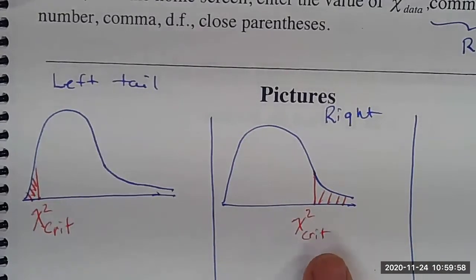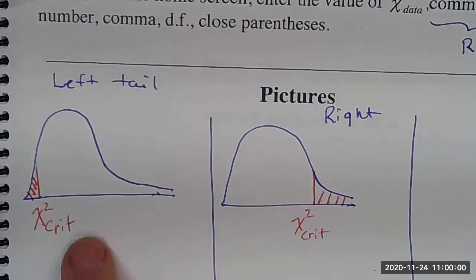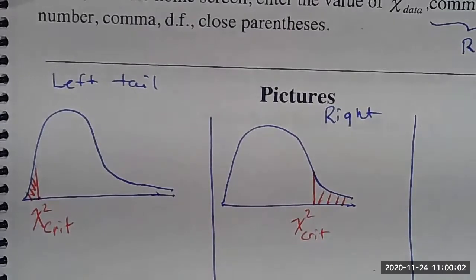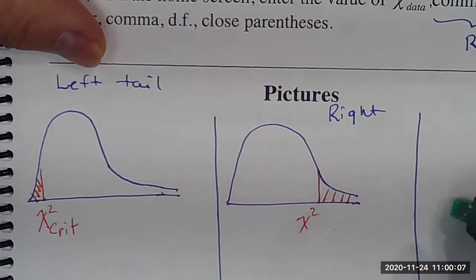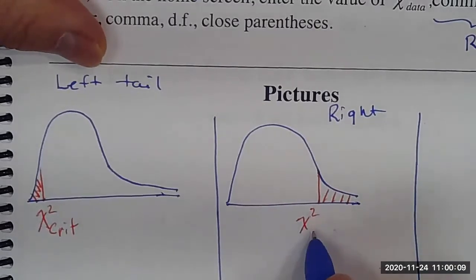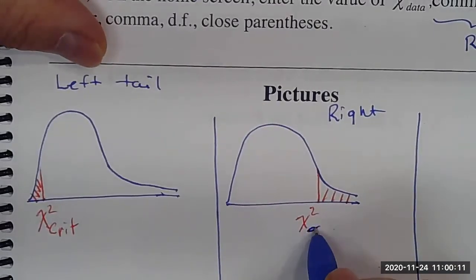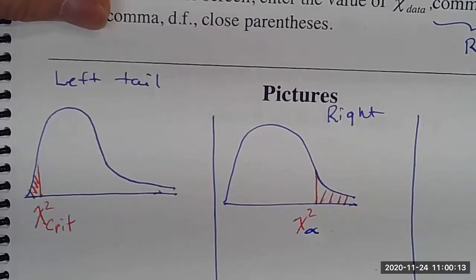Okay, crit. I'm going to show you something. I call it crit. Kind of important now that I'm thinking about it. This one here is crit alpha. On the right, it's crit alpha or chi-squared alpha.